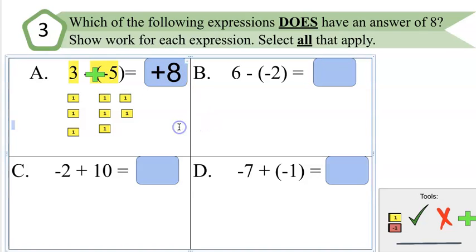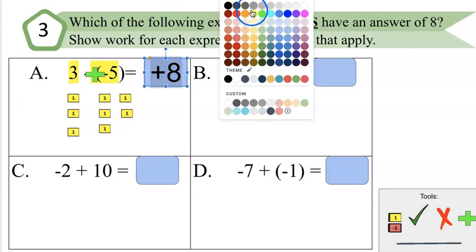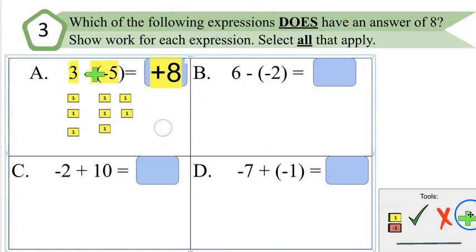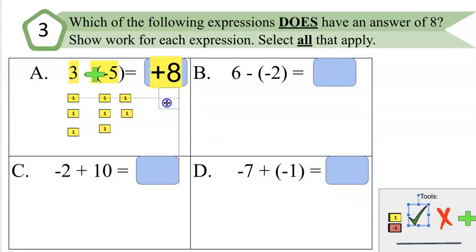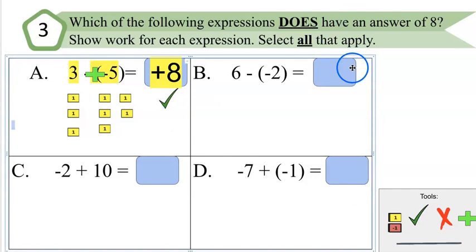And as you can see, yes, it is an 8, but make sure you also highlight your answer. That's a positive 8, it's in yellow. And we come over here and we grab this check. And yes, it is a positive 8. We're looking for all that apply. So now we did A. Yes, we go on to B.